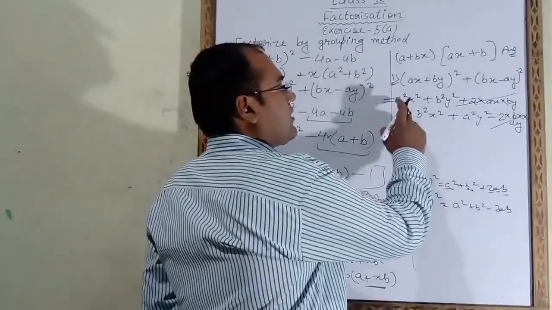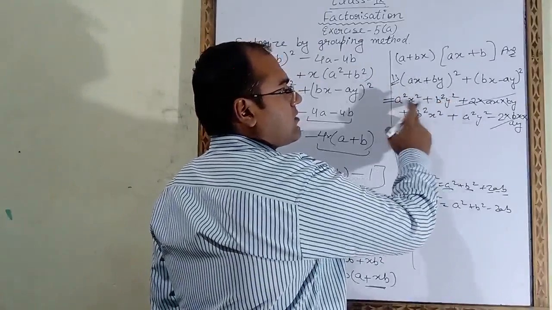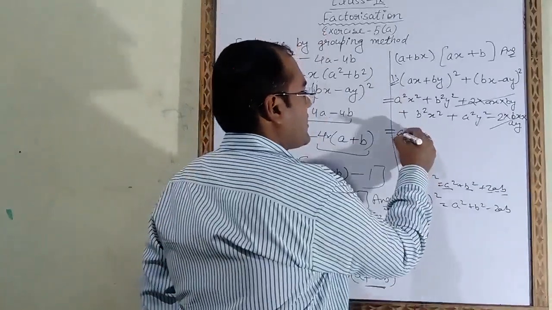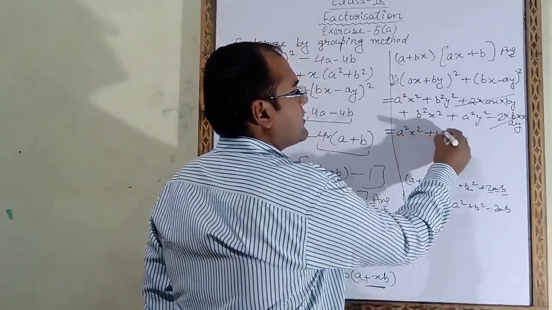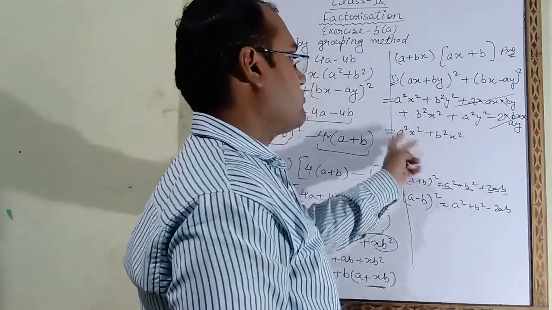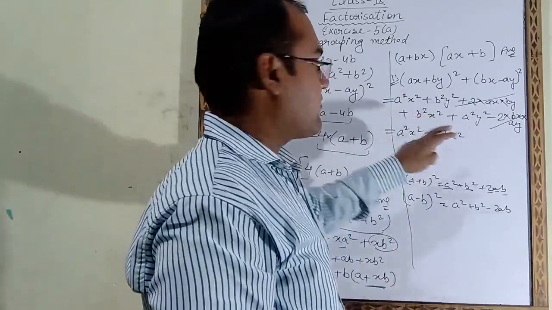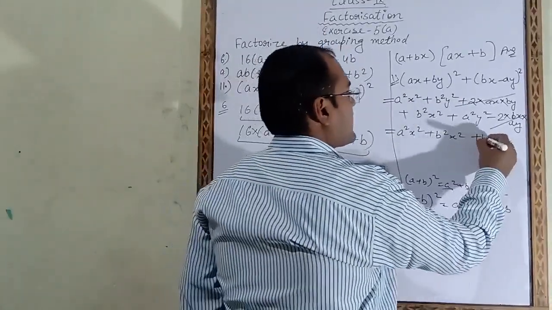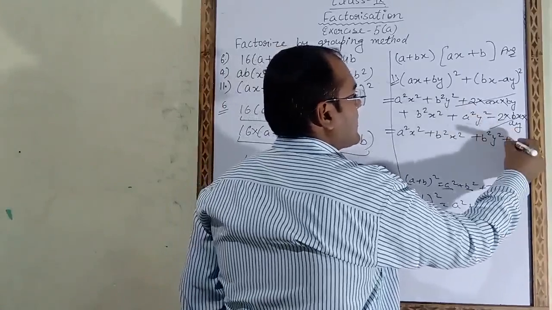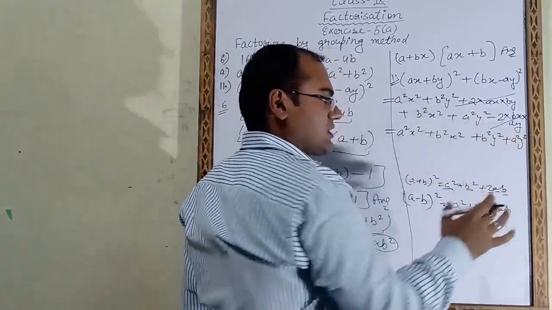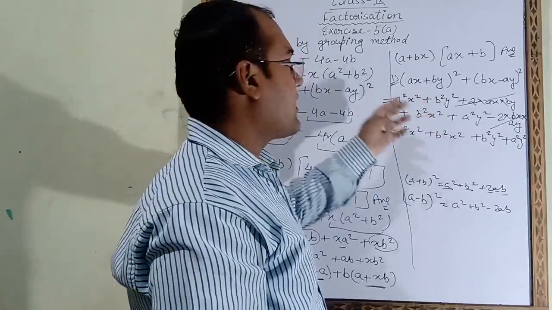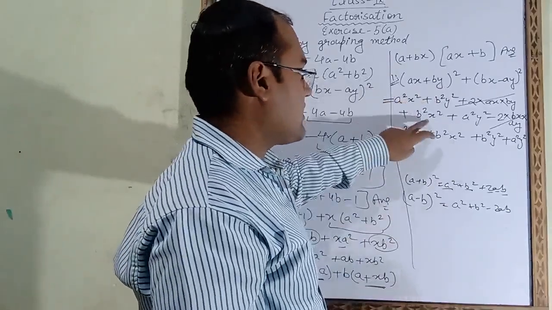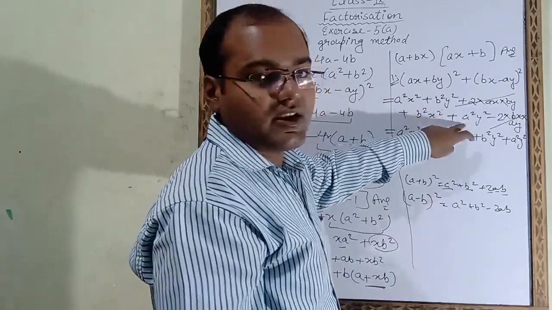Now a square x square plus b square y square. From these two nothing is common, so we will make grouping. With this a square x square we will take b square x square, because from these two we will get x square common. That's why we take these two together. And the other two together: plus b square y square plus a square y square. These four terms are remaining here, but we had arranged them in a proper order so that we can take common. With a square x square we have taken b square x square, and with b square y square we have taken a square y square.